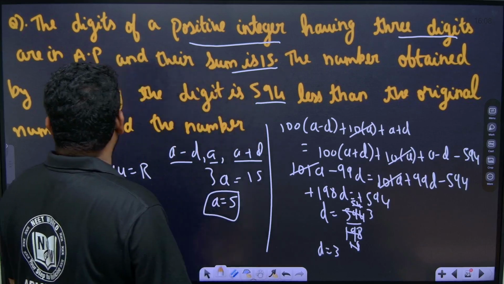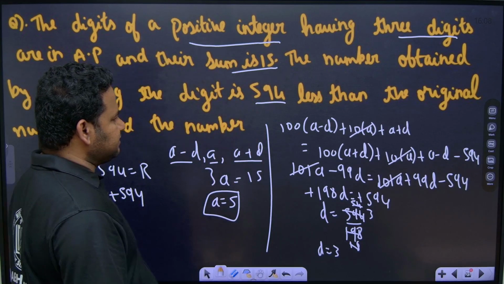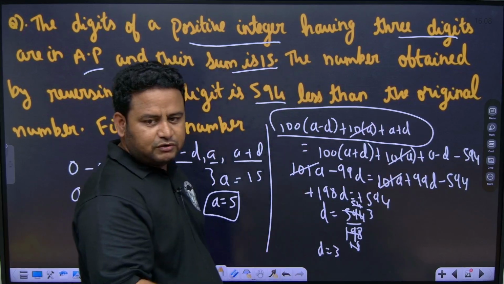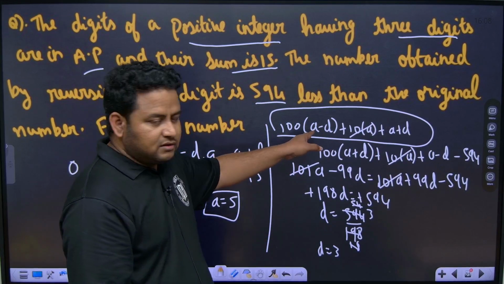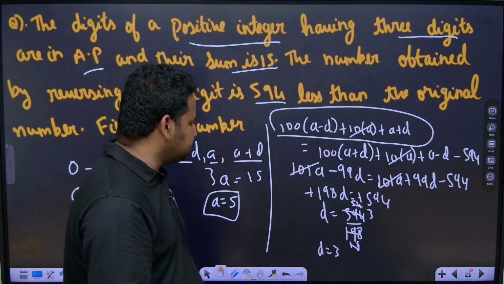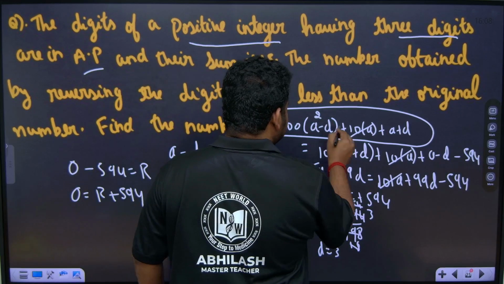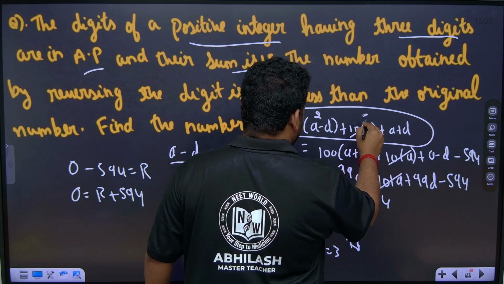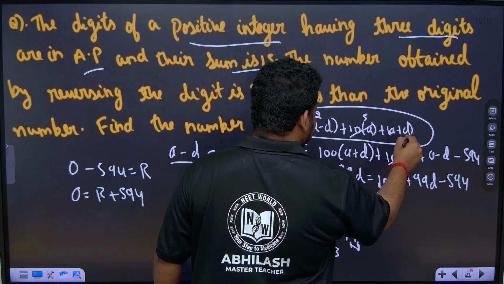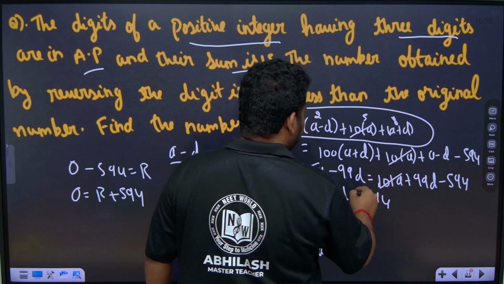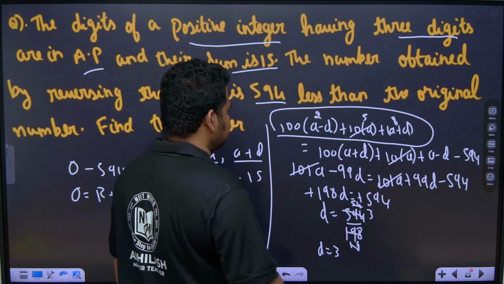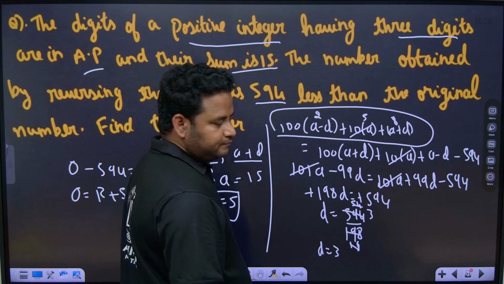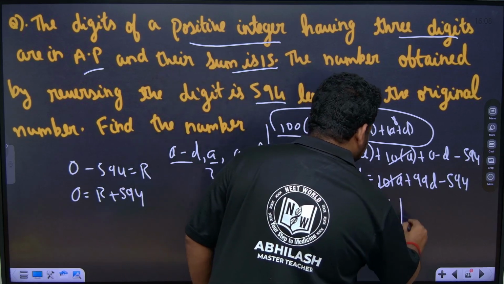So what are they asking? Find the number. It means I have to find the original number. I don't want the reverse number. I want the original number. A is 5. 5 minus D is 5 minus 3, 2. This is 10 into A, which is 5. A plus D is 5 plus 3, 8. So this is 2 into 100, 200. 200 plus 50, 258. The answer is 258. The number is 258.